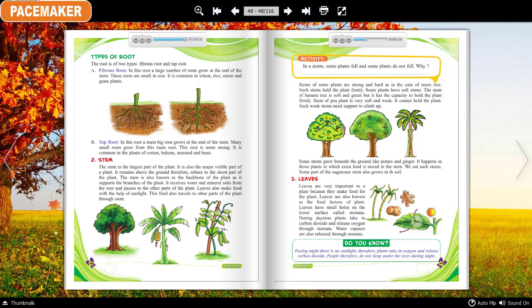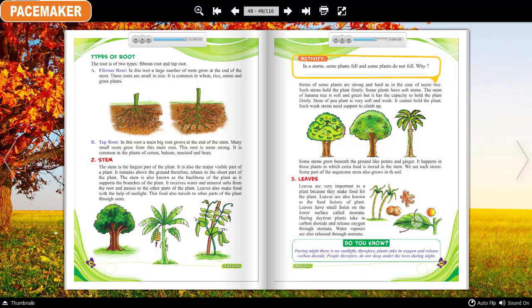Some stems grow beneath the ground like potato and ginger. It happens in those plants in which extra food is stored in the stem. We eat such stems. Some part of the sugarcane stem also grows in the soil. 3. Leaves. Leaves are very important to a plant because they make food for the plant.